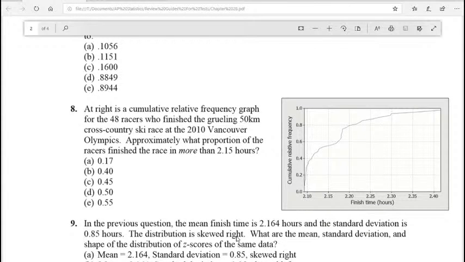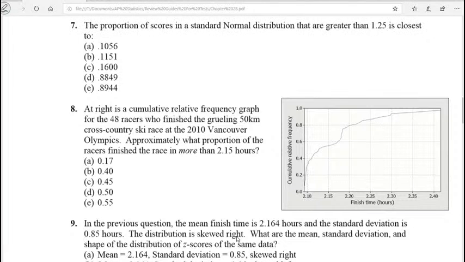Here's a cumulative relative frequency graph. And so it asks what proportion in the race finished more than 2.15 hours. So 2.15 is right here. So what percentile is that? Around? Well, we have 0.2, 0.4. Around the 55th percentile, I would say. Because here's the 50th percentile. So we're around the 55th.